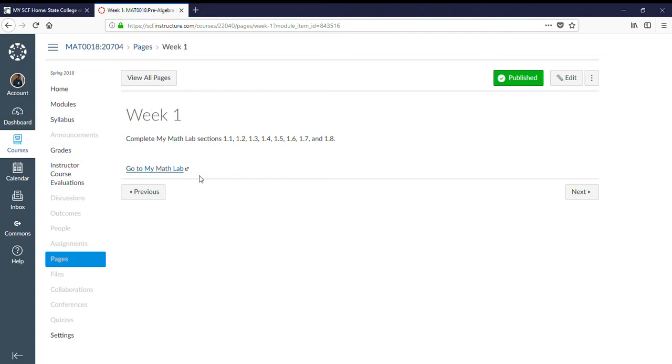I would check it at least once every other day or once every 3 to 4 days maybe, just in case I post an announcement. But typically you're just going to be going to MyMathLab, completing these weekly assignments, and the MyMathLab software will tell you when these are due and keep track of your grade and all that good stuff. I think that's about it for this video.